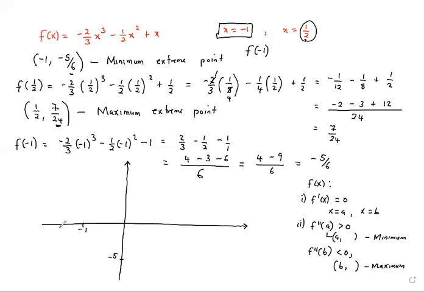So we have negative 1, comma negative 5 over 6 as a turning point. We also have half, comma 7 over 24 as a turning point. When x is 0, we get 0 as an intercept. So our curve would look like this.